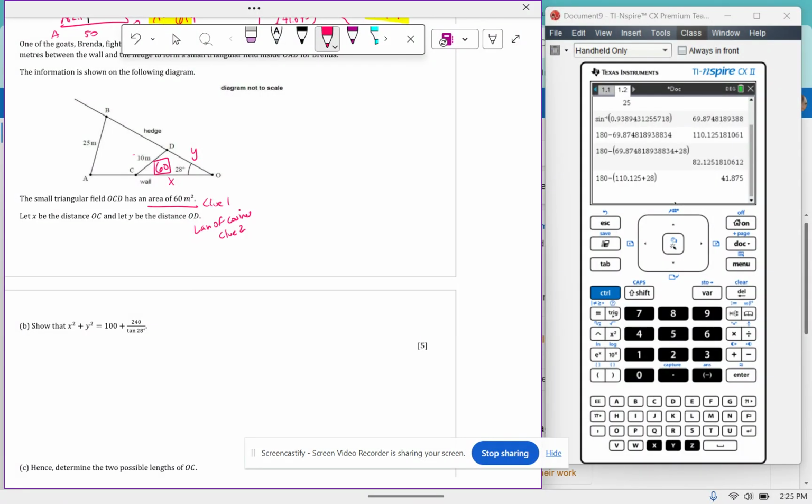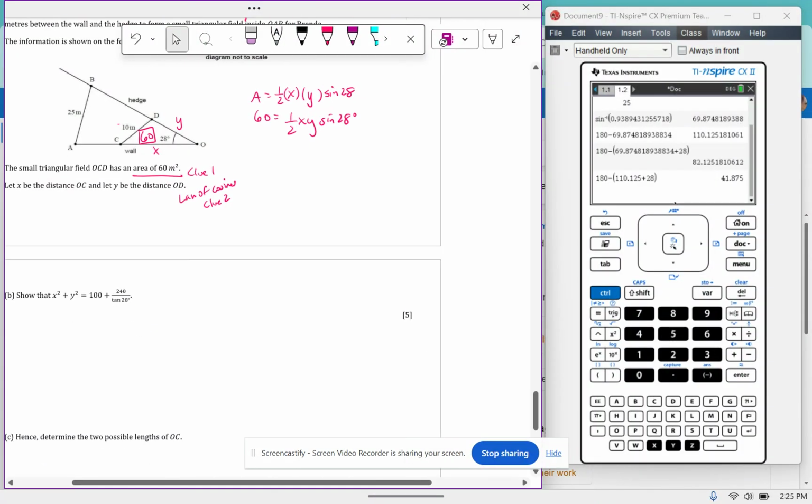So let's set up for clue one, area. So area of the triangle is going to be 1/2 a, b, sine of 28, and then we know that that should equal 60. So I've got 60 is equal to, oh wait, no, my included angle is 28. Ugh, I'm going to have to use x and y. That's okay. All right, so that's my included angle. So I've got 60 is equal to 1/2 times x, y, sine of 28.